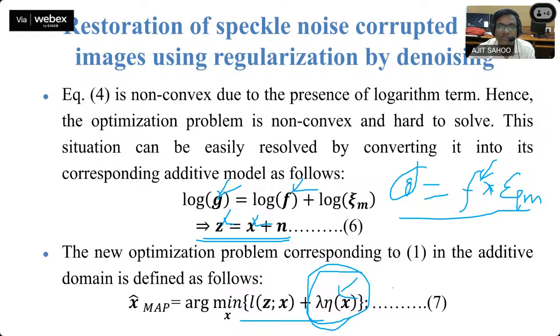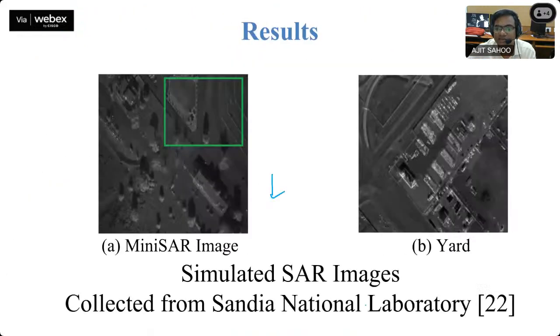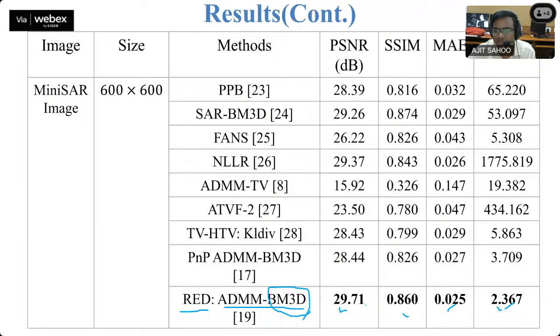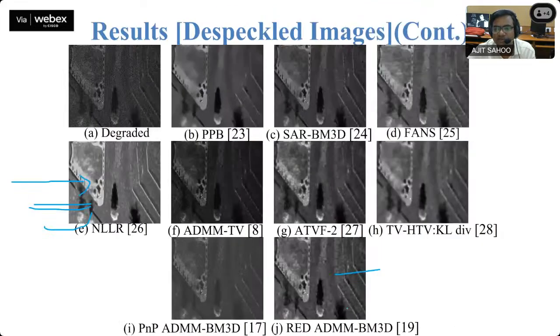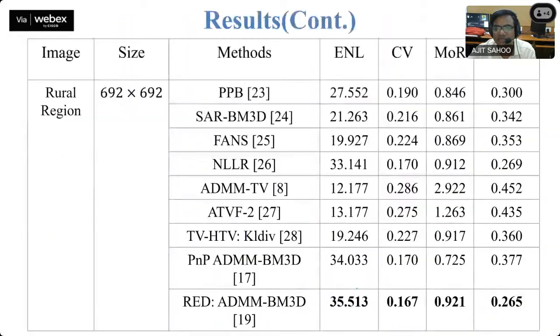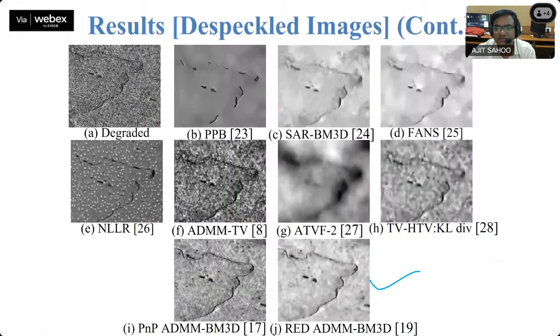There is one research paper available, regularization by denoising. If you go through that paper, there are many denoisers which you can use as a regularizer, and that regularizer can be used for many types of problems. Here we have taken it only for denoising, but you can use it for deblurring, for sharpening, and for many other tasks.